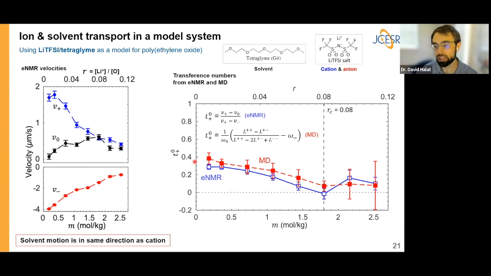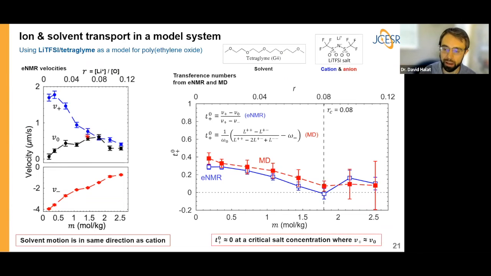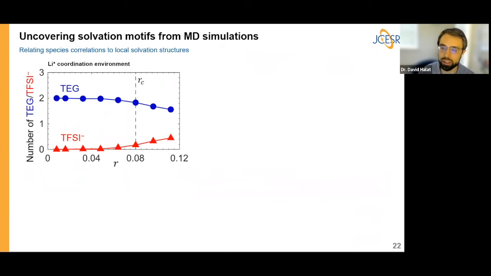So what we see is that initially the transference number starts out at a typical value of about 0.3 or 0.4, and it approaches 0 at this critical salt concentration, which will become important shortly. Notably, this is the concentration at which the cation and the solvent velocities become comparable, right? So what we now have is a system with this interesting concentration-dependent transference number, and using molecular dynamics, we have some way to understand what's going on at the molecular level. For the rest of this, I'll focus in on the MD results that have allowed us to pinpoint the origins of the changes in the transference number.